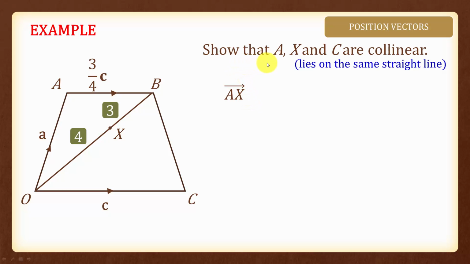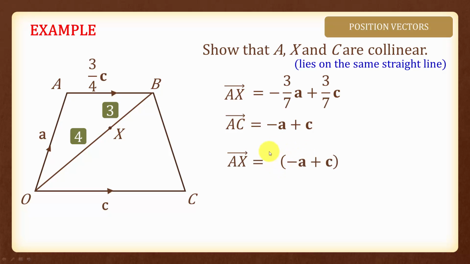Next, we are asked to show that the points A, X, and C are collinear. Since we already found AX and we have AC, we will use vector AX and vector AC. We will start off with a larger number regardless of the sign. Let's use 3 over 7 here. And we see whether these two vectors are scalar multiples of each other. And can we have a scalar multiple here such that AX is equal to K of AC?